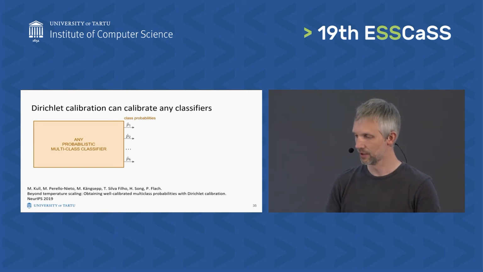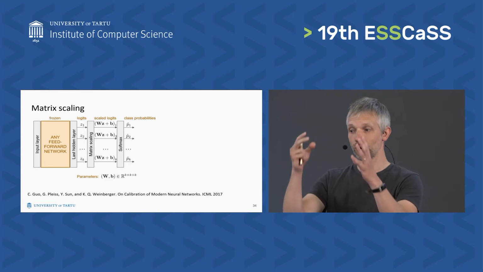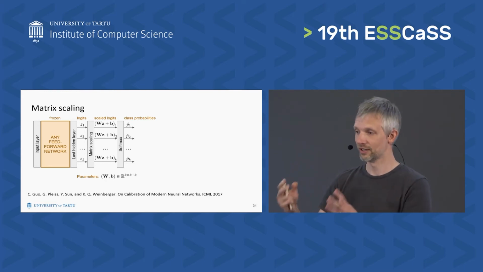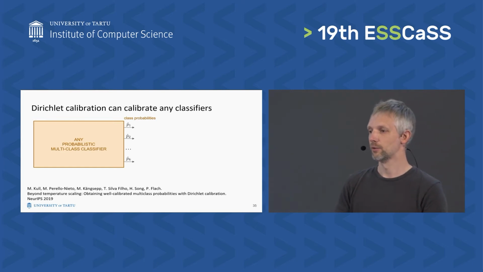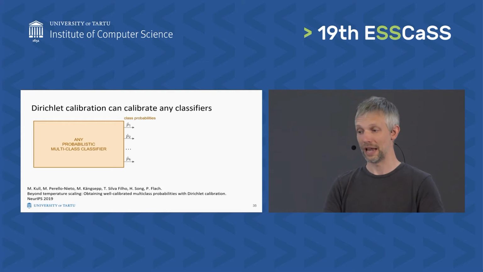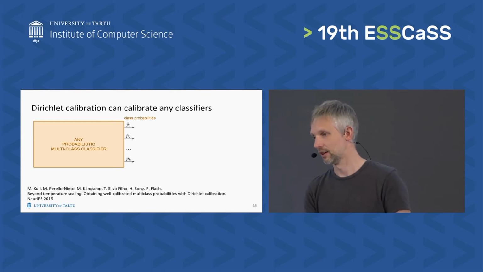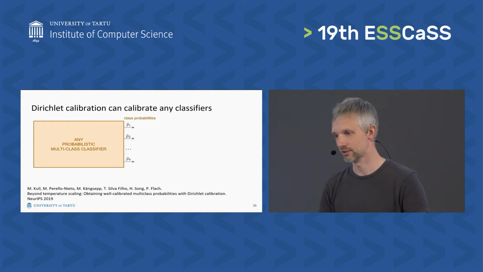Matrix scaling, vector scaling and temperature scaling all need this neural network and its logits before you can apply them. Whereas Dirichlet calibration we have developed in a way that it works for any probabilistic multi-class classifier. It doesn't need to be a neural net at all. It can be anything classical, support vector machines, k-nearest neighbors, whatever.